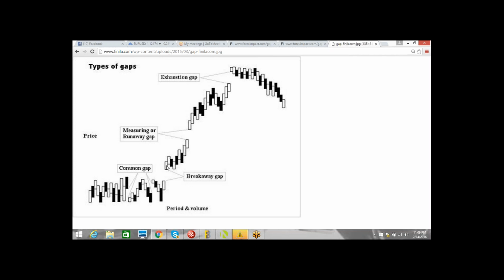An exhaustion gap. All right, so the exhaustion gap, these are really tricky ones to spot, but what happens is the exhaustion gaps occur at the end of a price pattern, or in this case, an upwards trend. That's what I mean by price pattern.